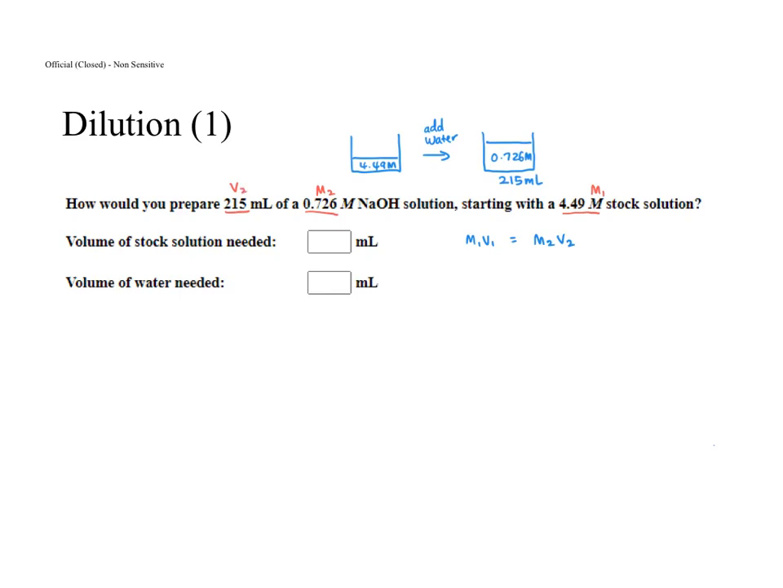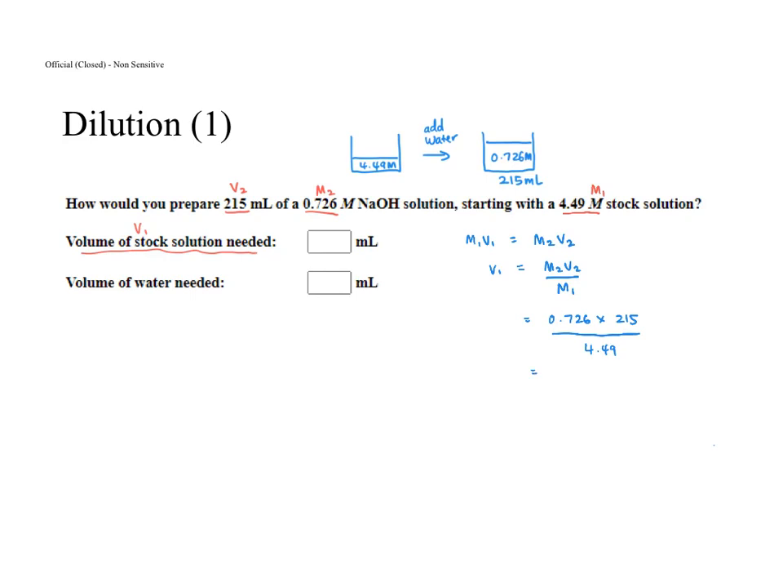Essentially, we want to find out what is V1, which is the volume of stock solution that you need. This is V1. So to find V1, you would take M2V2 divided by M1. You can get this just by rearranging the equation. So let's substitute the values into this equation. You have M2 is 0.726, V2 is 215, M1 is 4.49.